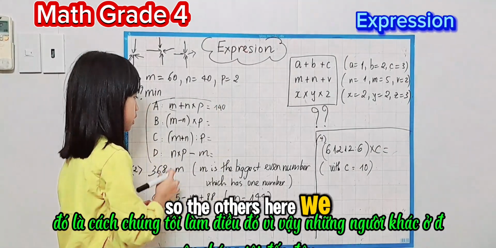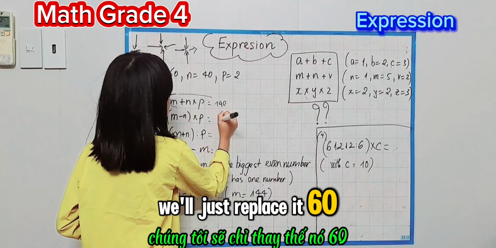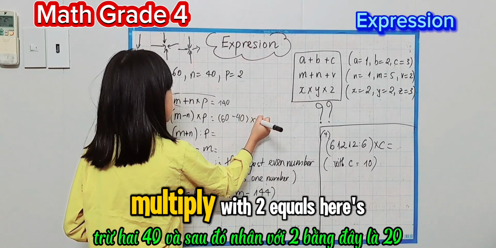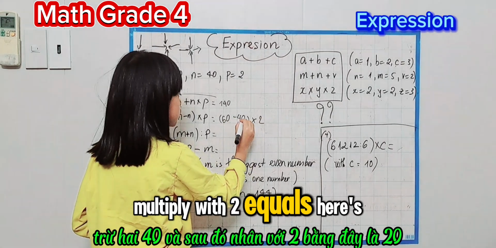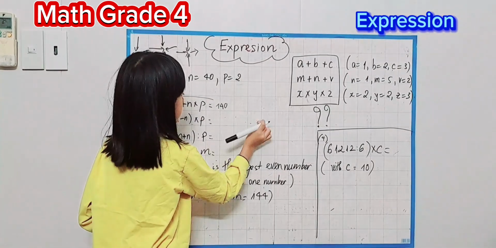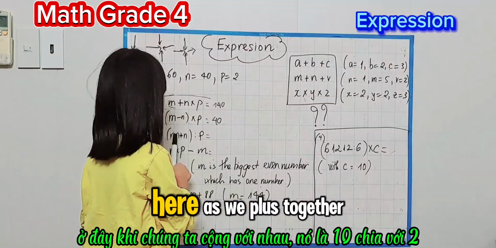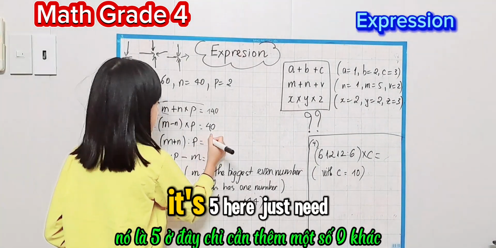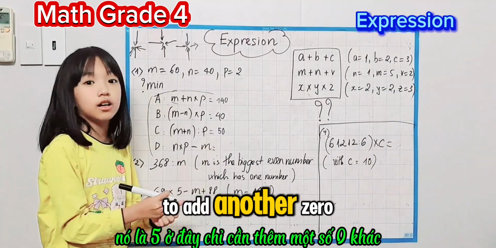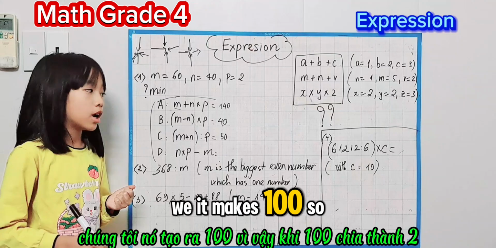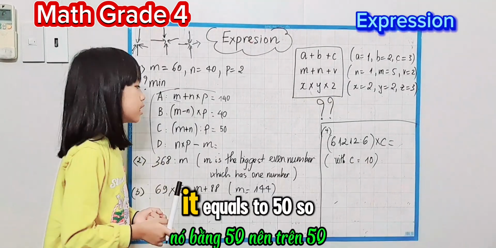So the others, here we go. Here we'll just replace it. 60 minus 240, and then multiply with 2 equals, here's 20. So I multiply with 2 is 40. Here, as we add together, is 10. Divide with 2, it's 5. Here, just need to add another 0 because when we add it together, it makes 100. So when 100 divides by 2, it equals 50.